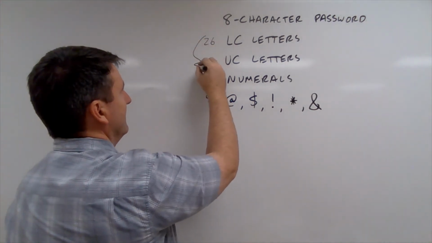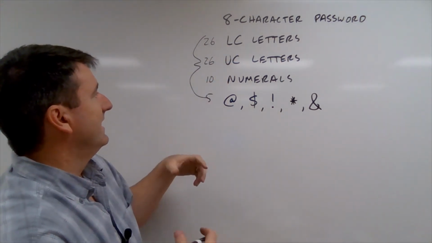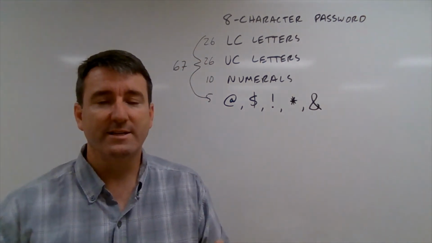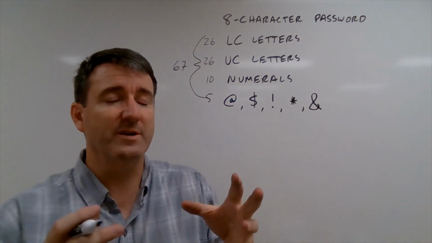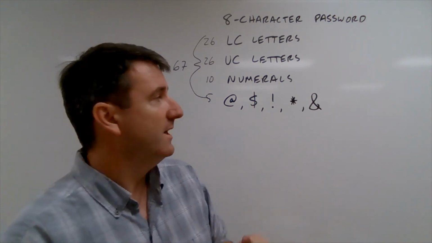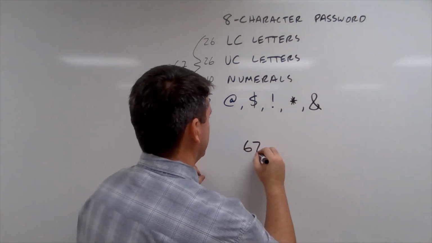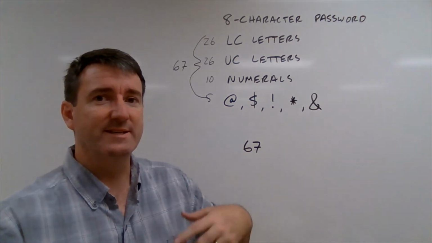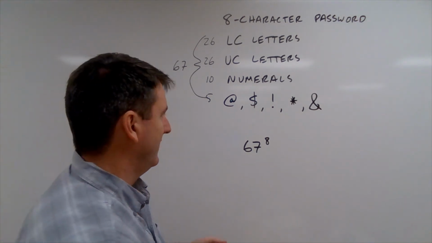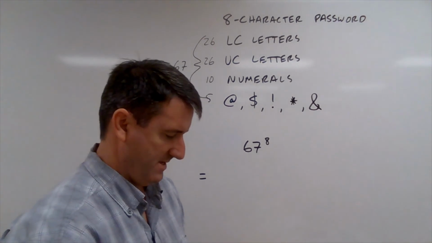So all together, we have 26 plus 26 is 52, plus 10 is 62, plus 5 is 67. 67 different characters that we can use, or different choices that we have for each of the characters in our password. So we've got 67 choices, and we're making that choice 8 times. So that's going to be 67 to the 8th power. And I am going to need a calculator for this.